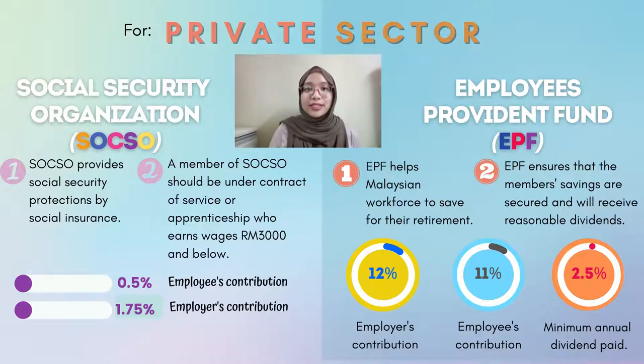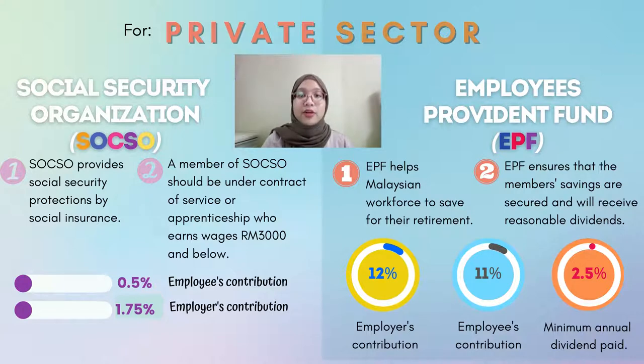Next, EPF, also known as the Employees Provident Fund, helps the Malaysian workforce save for their retirement. EPF ensures that members' savings are secured and will receive reasonable dividends. 12% of the employer's monthly salary contribution and 11% of the employee's monthly salary will be deducted to contribute to EPF. However, during this COVID-19 pandemic, employees should only contribute 9% of their monthly salary. Employers of those who earn wages of 5,000 and below should contribute 13% of their monthly salary, and for those who earn more than 5,000, 12% of their monthly salary. EPF will also pay a minimum of 2.5% dividends into the members' account.